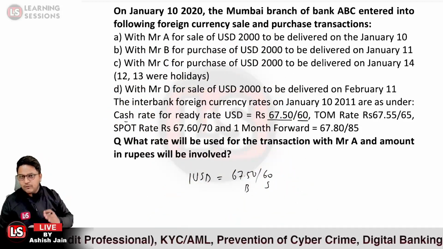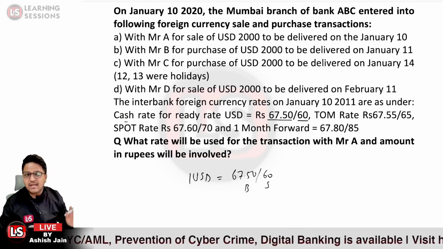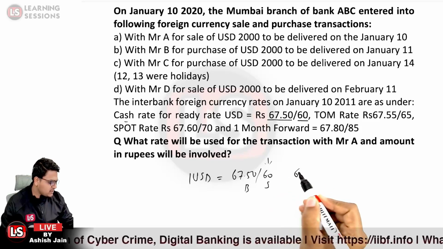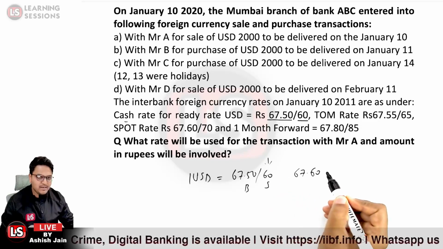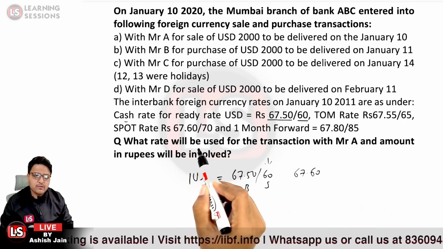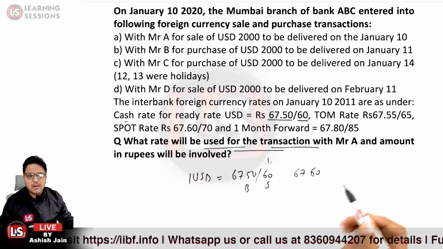Now from the bank's point of view, the sale of USD 2000 would be at the selling rate itself. So it's a sale transaction over here. What rate shall be considered? It shall be 67.60. That particular transaction will be considered, and for that the cash rate or ready rate will be used.